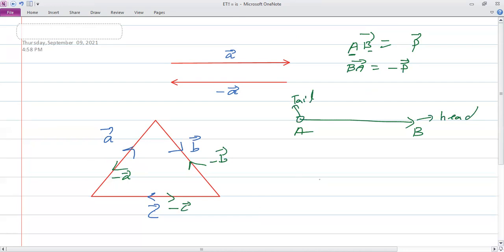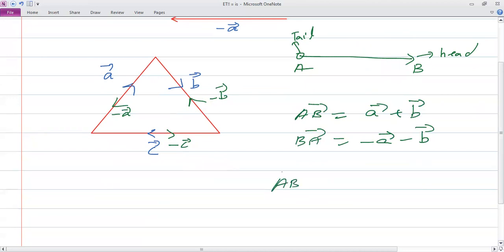Like, let's say if your vector AB is A plus B, then what will be BA? It will become minus A minus B. If your vector AB is minus A plus B, what will be BA? You will change the sign of A and change this sign. So changing the direction will change the sign of the vector. All right. Understood or not?